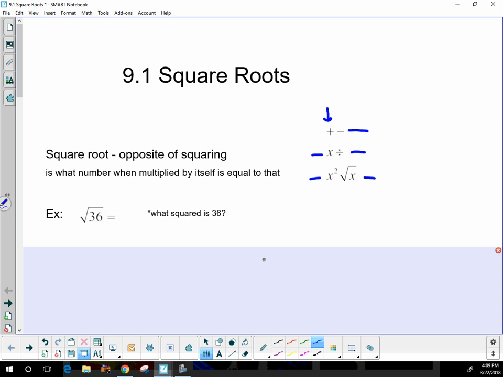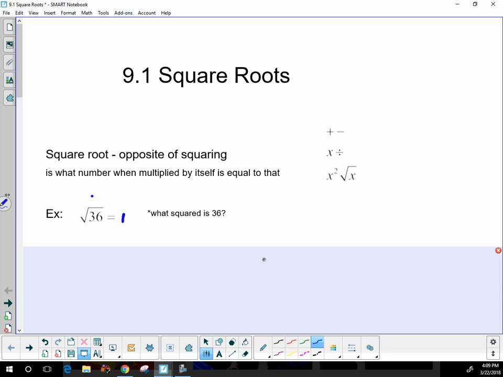So for example, when you see this symbol, that's a mathematical process. It's not just a roof over a number. It's not the division. It's a process. It says, hey, tell me what squared equals this number. Okay, so that's what you're going to ask. What squared equals 36? And of course, we all know that's 6.